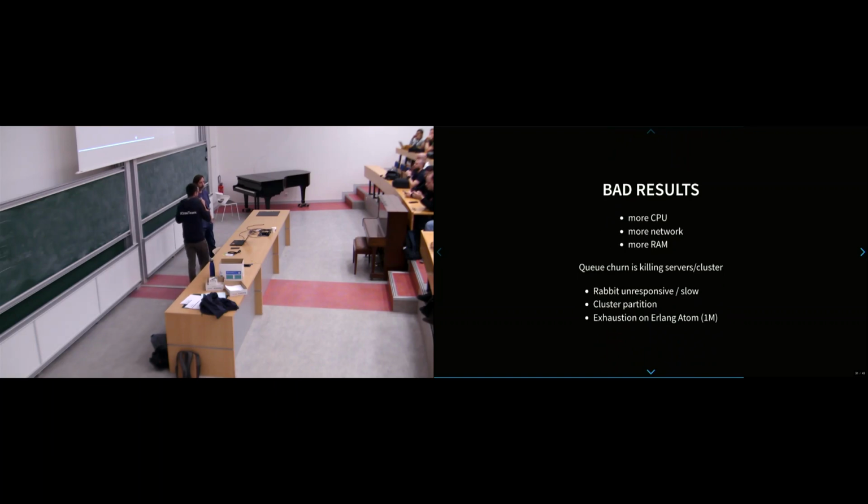It's bad because it consumes a lot of CPU. So if you switch to Quorum, you will see an increase on CPU side, RAM size, network size. It's amazing. And also we discovered that the queue churn is killing our server. Our cluster was completely dying because of the deletion and creation of queues. And deletion and creation of queues is very expensive on RabbitMQ side.